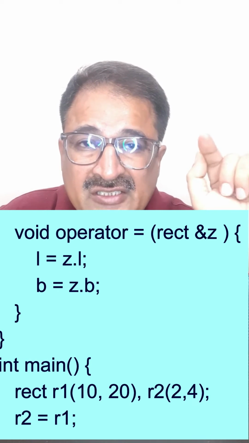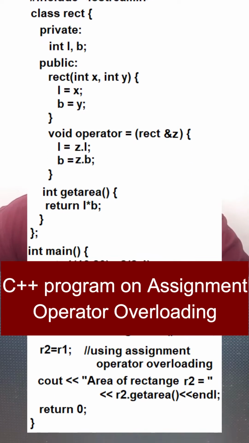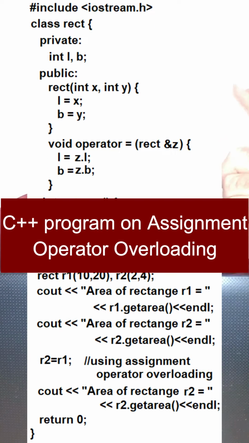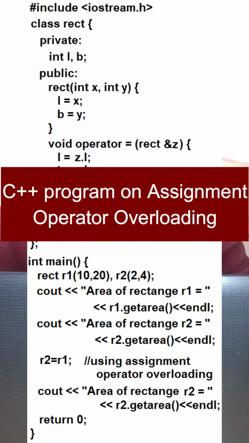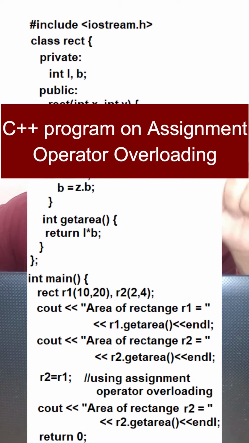Again, remember that this equal to, that is the assignment operator, is invoked by R2. So in the code of assignment operator overloading, you are assigning the length and breadth of the z parameter, that is the R1 object, to the L and B class attributes of the object which has invoked the assignment operator. That is, these L and B are the class attributes of the R2 object, right?